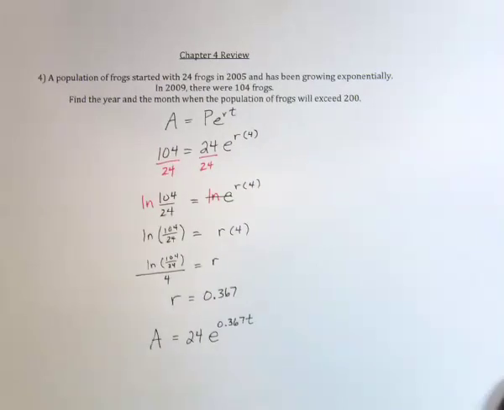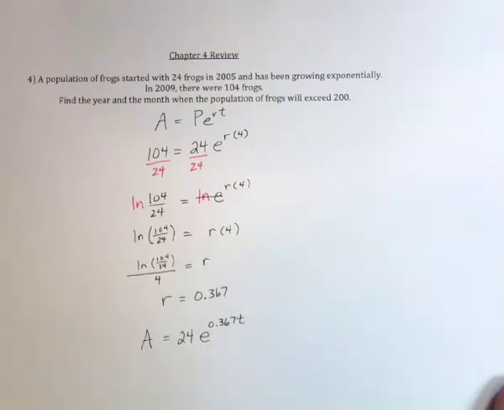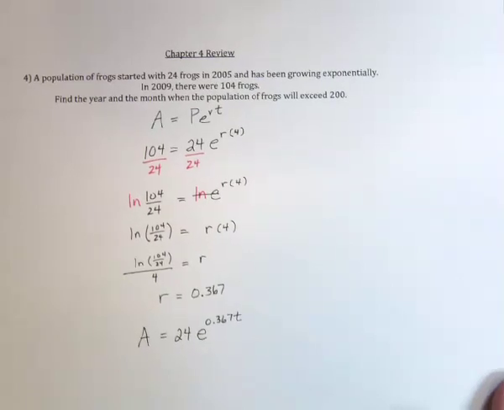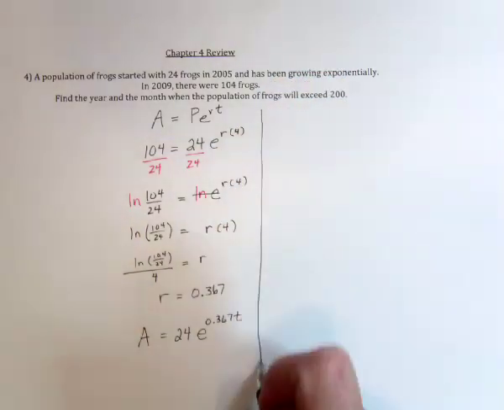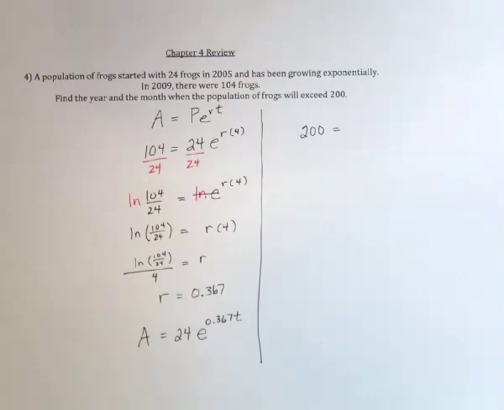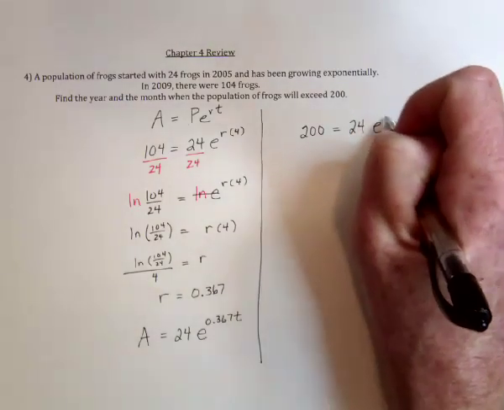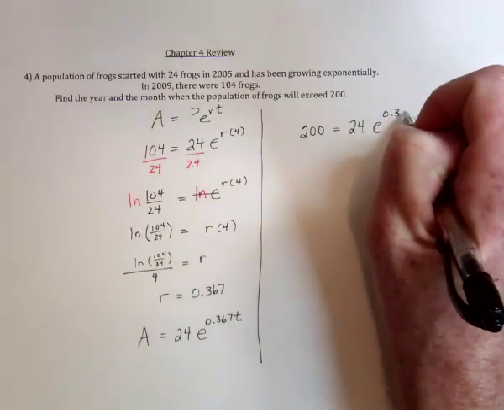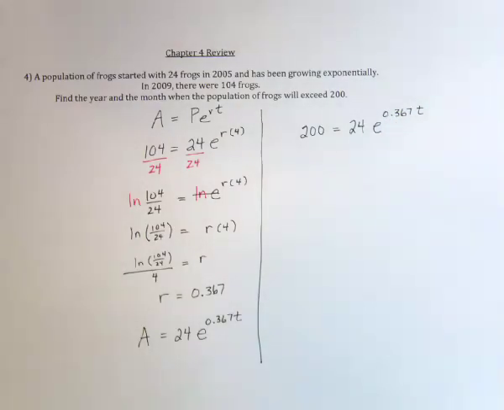But in this one I'm asking for a little more work, and that is now use that function and find out when are there going to be more than 200 frogs. So this time use a 200 for the amount of frogs, and then we've got 24 e to the 0.367t, and now solve for t.